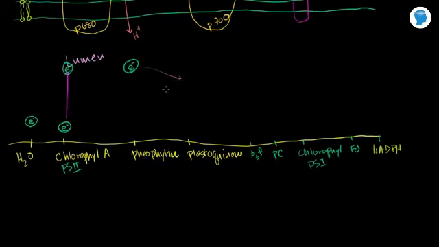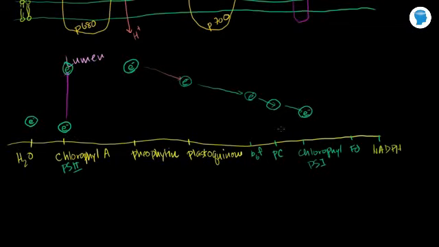Let me keep using the electron in green. Then it keeps going to a slightly lower energy state in the cytochrome B6F complex. And then you have the plastocyanin complex, lower energy state. And then eventually it goes into photosystem 1 at an even lower energy state, maybe slightly higher than the energy state that was originally in the chlorophyll A molecule in photosystem 2.